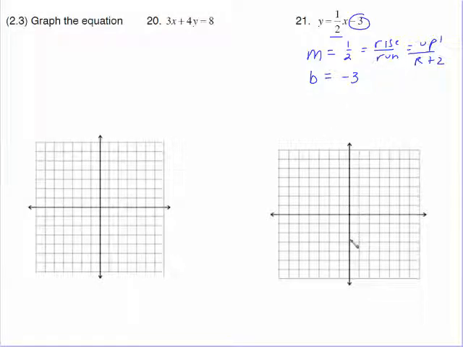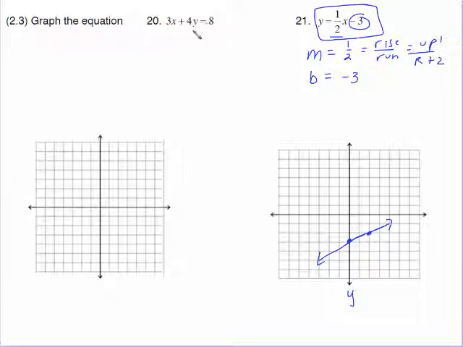So y-intercept of -3, it is a y-intercept. That's why the first dot goes on the y-axis. And then count your slope. Up 1, to the right 2. And connect the dots, and there's your line. Of course, you can type that into your graphing calculator and check to see if you've got it graphed correctly. Now, the reason I graphed number 21 first is that this was already in slope-intercept form.